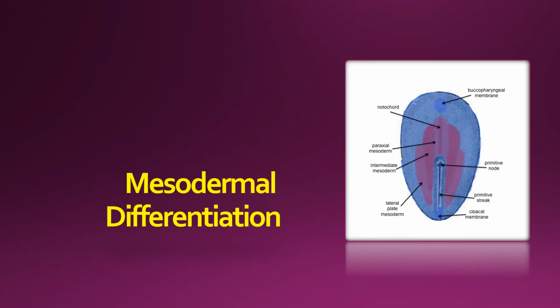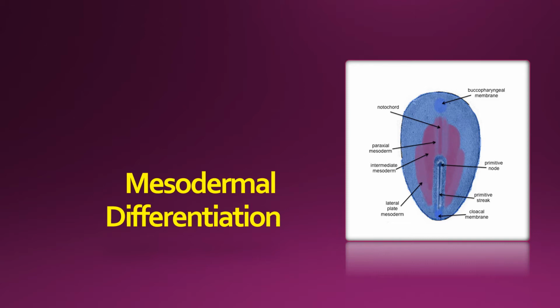So first, the mesodermal differentiation. In this, the central part is the notochord. A longitudinal groove is seen in the middle part. On either side of the longitudinal groove-like structure, we can see three differentiating parts. The most medial part is the paraxial mesoderm, the next one is the intermediate mesoderm, and the most lateral part is the lateral plate mesoderm. So these three structures are going to appear in this mesodermal layer.